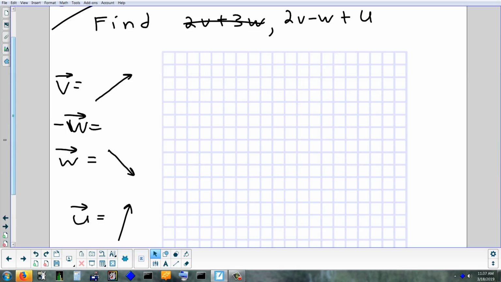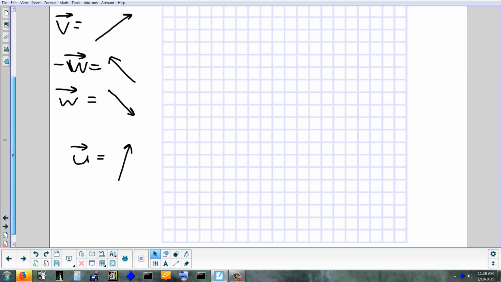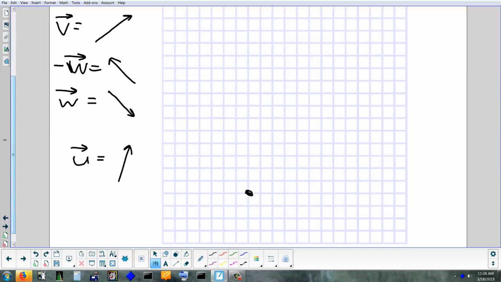All right. And for this one, I'm just going to kind of do it by hand. All right. So there's negative w. Now, if you want to have a location, like on the grid, you kind of need to plan out ahead of time what's going to happen. So v is going to bring us up and to the right, w up and to the left, and u is up and to the right. So we're going to be moving up a lot. So I would start down pretty low, and I would probably start right around here. It's probably a good spot.